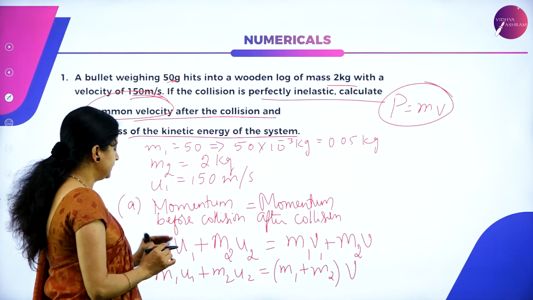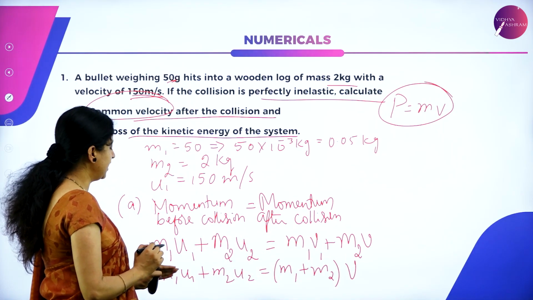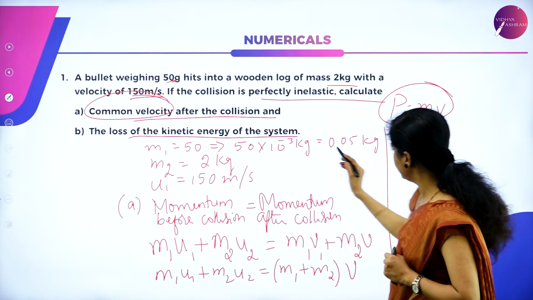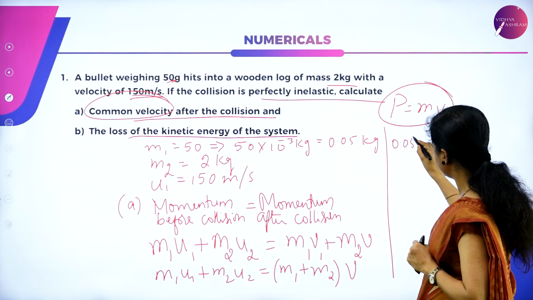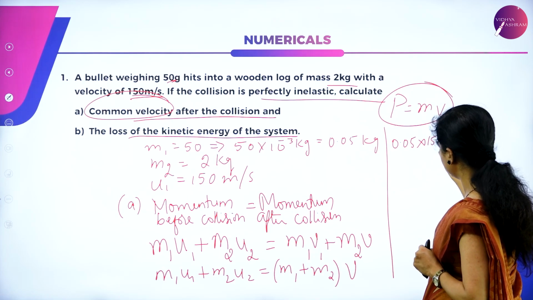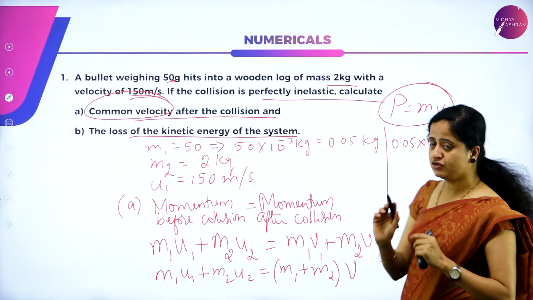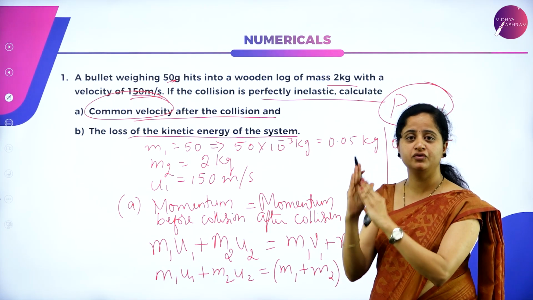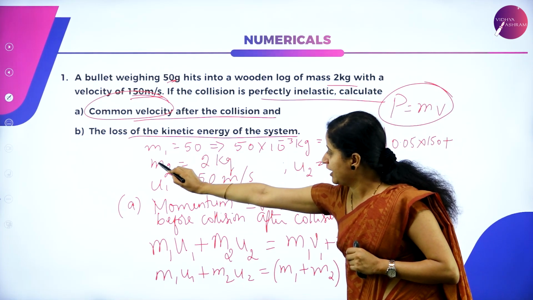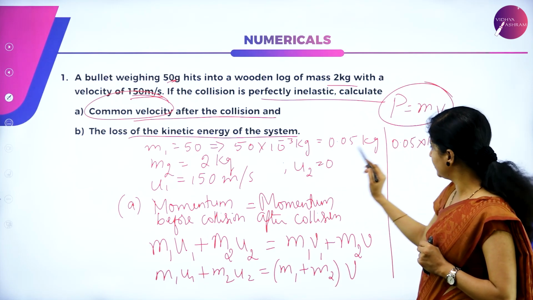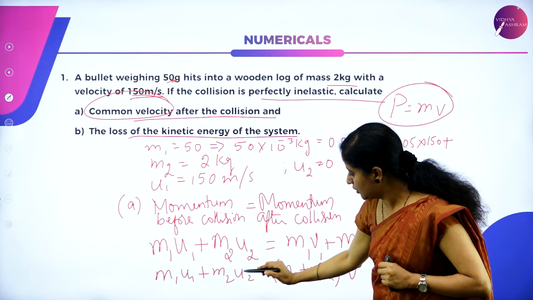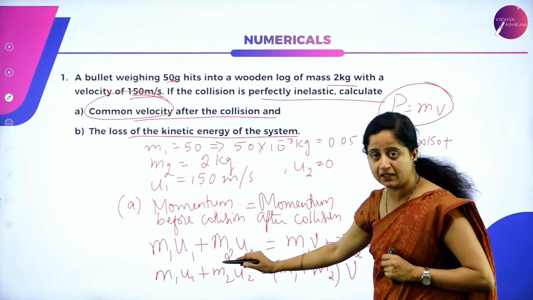Now let us substitute the given values in this expression. M1 value is 0.05 into u1, which is 150 meter per second, plus m2 u2. We do not have a velocity for the wooden log, so the u2 value is 0. When m2 is multiplied with u2, m2 is 2 kg and u2 is 0, so this entire term becomes 0.